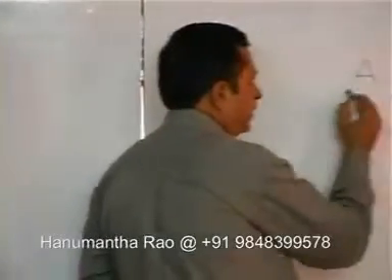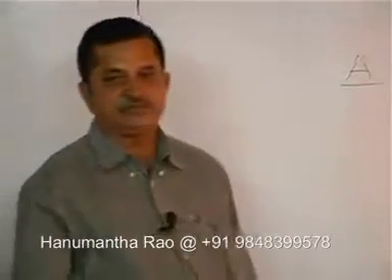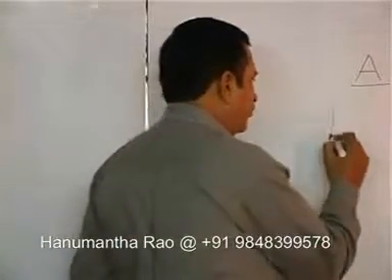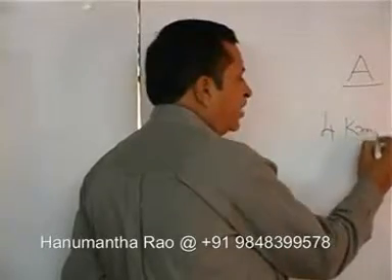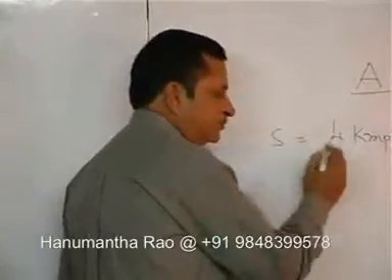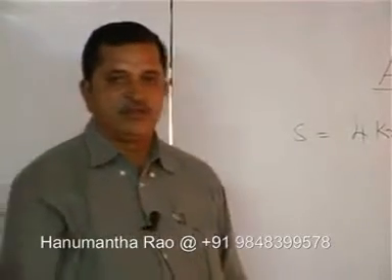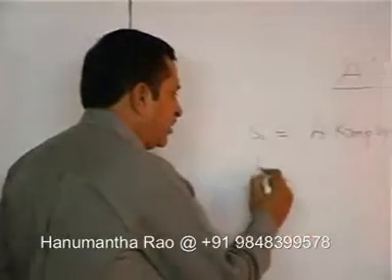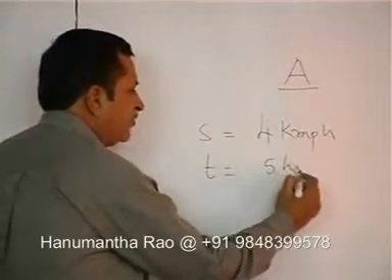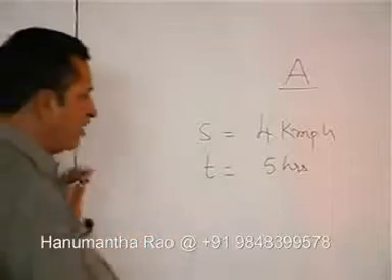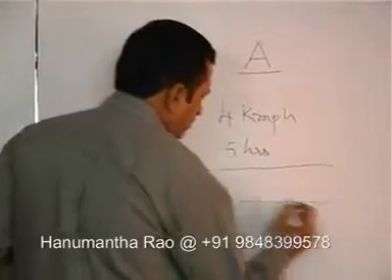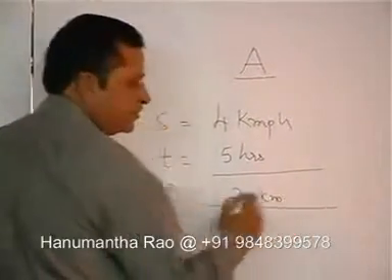Suppose, for example, a person A walks with a speed of 4 kilometers per hour. If A walks with a speed of 4 kilometers per hour and walks continuously for 5 hours, what is the total distance that he covers in all the 5 hours? 20 kilometers, isn't it?